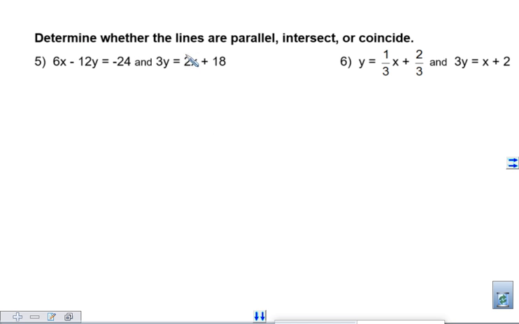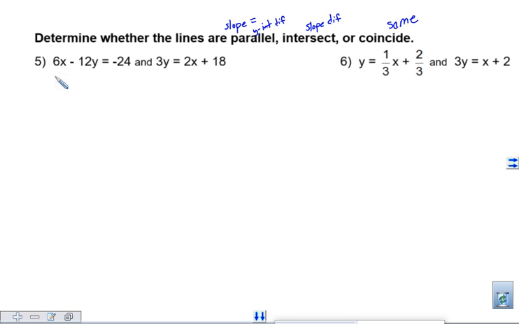Next up, we're determining whether the lines are parallel, intersect, or coincide. Remember, parallel: the slope is the same and the y-intercept is different. Intersecting lines: the slopes are different. Coinciding lines: they are the exact same.